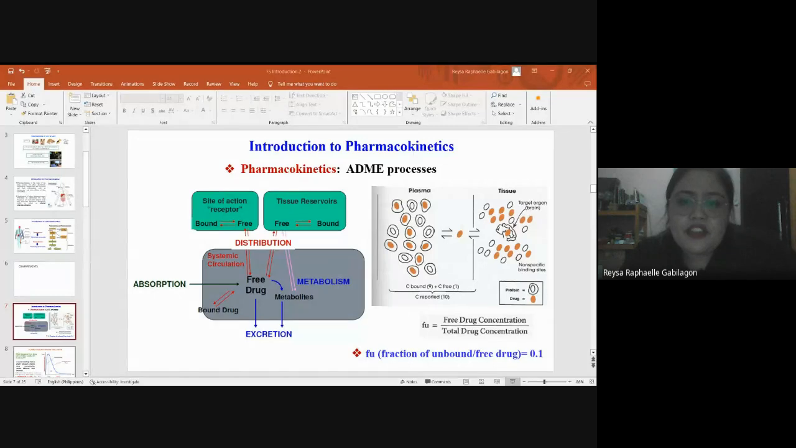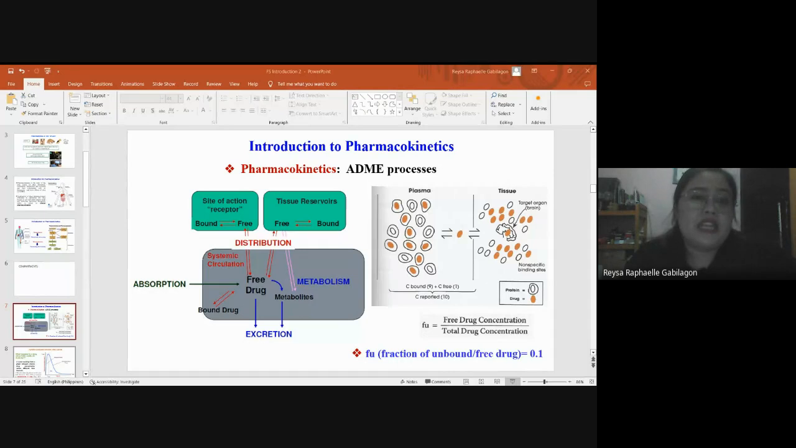So kung alam natin yung half-life ng drug, ma-determine natin anong oras din natin maa-achieve yung steady state concentration natin. When you say steady state concentration, that's actually yung rate of input or the rate ng in-administer na drug, the drug na umabot sa bloodstream is equal to the rate of output, meaning equal din yung rate of elimination of the drug.